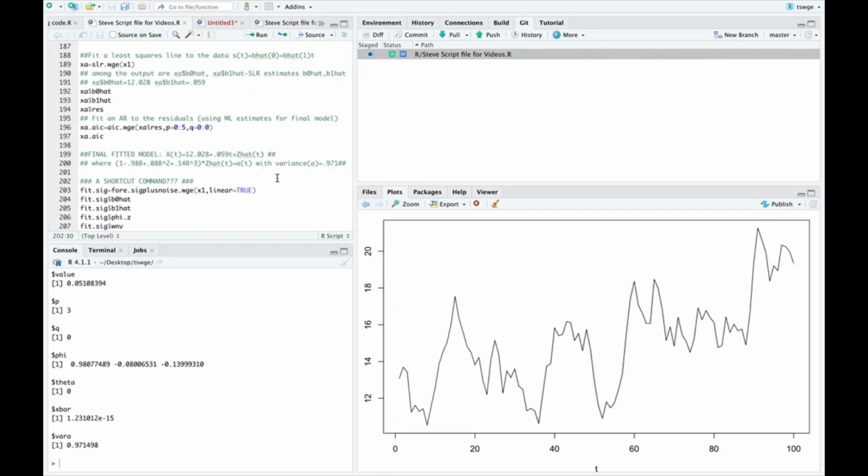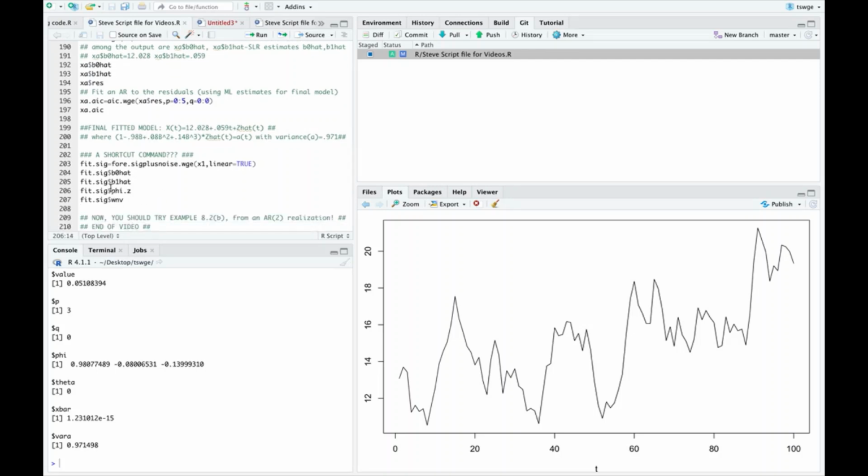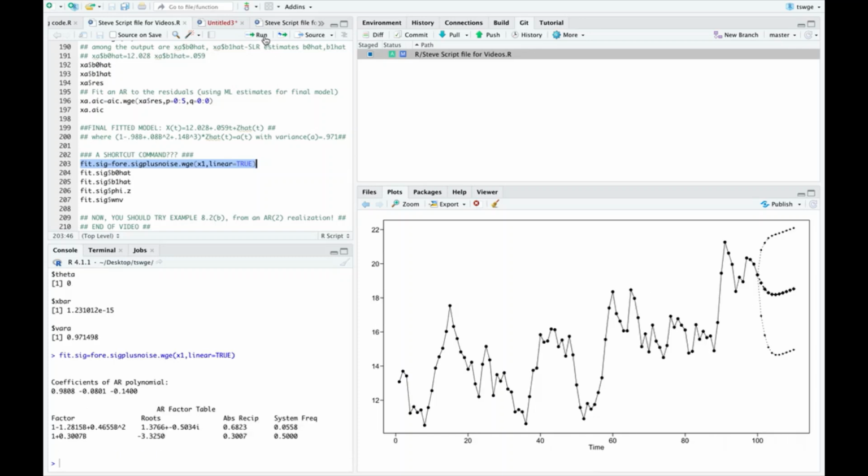Now, I was doing a lot of talking as we went through that just to show you the sequential nature of what we were doing. But there is a shortcut command that I highly recommend we use. And I bet you will from now on, now that you know it, or you're about to know it. It comes from the for forecast, fore.sig+noise.wge. Let's run that and see what we get. We'll call it fit.sig and run it, and there's the plot.